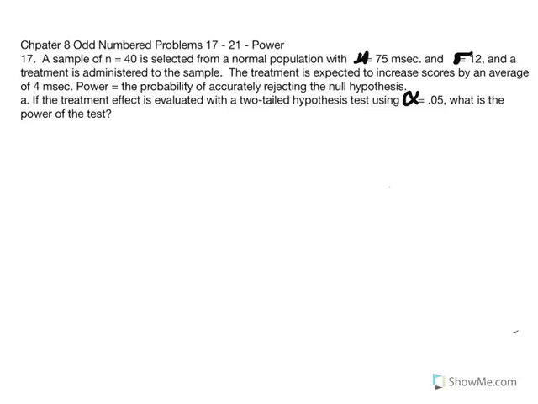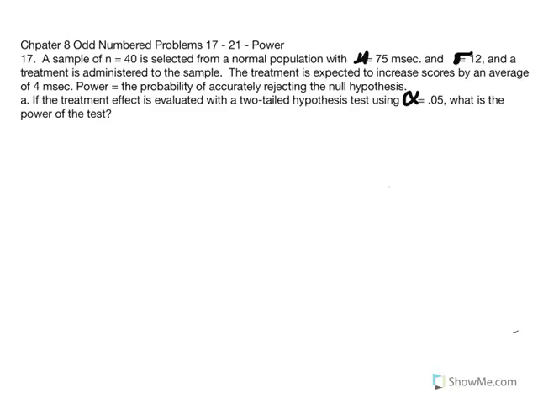Chapter 8, odd number problems 17 through 21. These all relate to the concept of power. A sample of 40 is selected from a normal population with mu equal to 75 and standard deviation equal to 12, and a treatment is administered to the sample. The treatment is expected to increase scores by an average of 4 milliseconds.